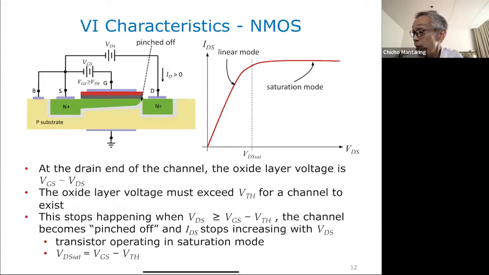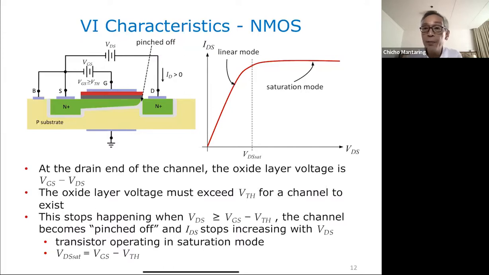And when that happens, increasing VDS will no longer increase my value of IDS. In other words, this pinching off will not become greater. It will just stay at this condition. And my IDS now will stay the same, regardless of the value of VDS. So here you show two modes of operation of your MOS transistor. We call this now your saturation mode, as opposed to here, which is your linear mode. And the value at which this happens, this is what we call VDS SAT, is just VGS minus VTH.